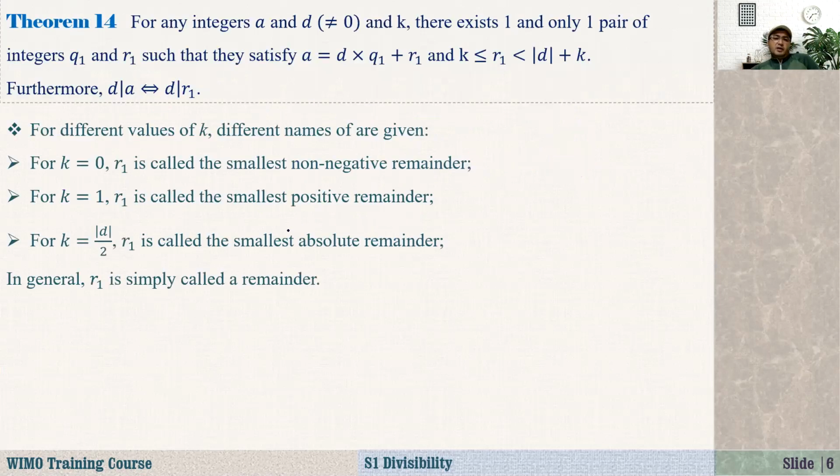All right, now we have another theorem here. For any integers A and D, and again, D is not equal to 0, and K is also some integer, there exists one and only one pair of integers, Q1 and R1, such that they satisfy this equation: A is equal to D times Q1 plus R1, and K is less than or equal to R1, which is less than the absolute value of D plus K. Okay, that's just another way of describing this division algorithm.